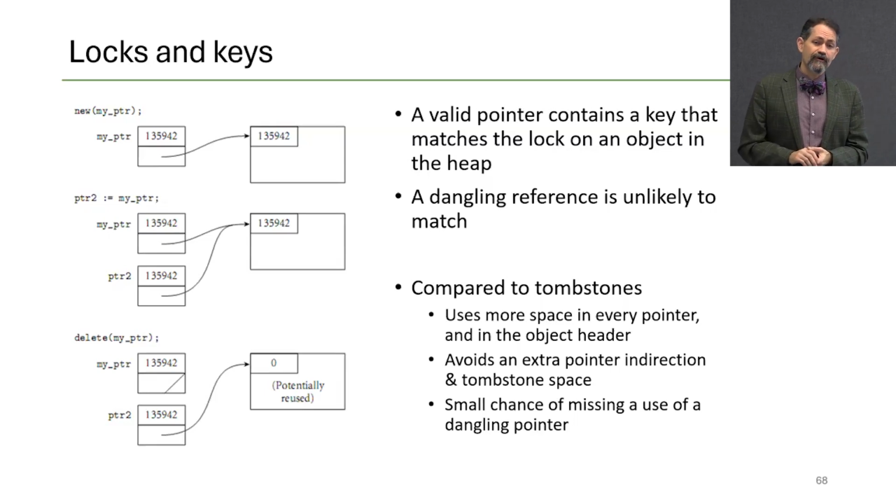Compared to tombstones, we'll use more space in every pointer and more in the object header, but we'll avoid the extra pointer indirection, which can be expensive, and we'll avoid the extra space for the tombstone. One of the costs of locks and keys is there's a small chance of missing use of a dangling pointer. If somehow randomly that space got filled with exactly what the lock used to be and it matches the key, then we'll miss the dangling pointer. But that's quite unlikely. So locks and keys are a good approach.